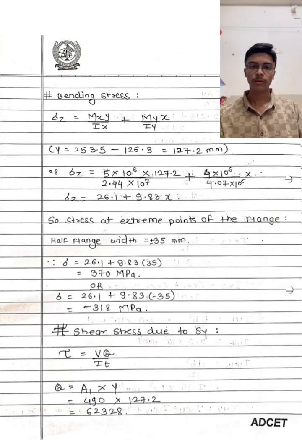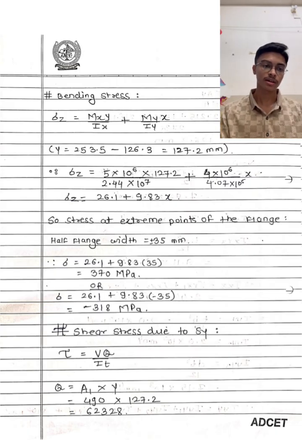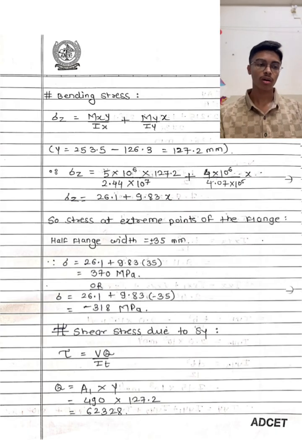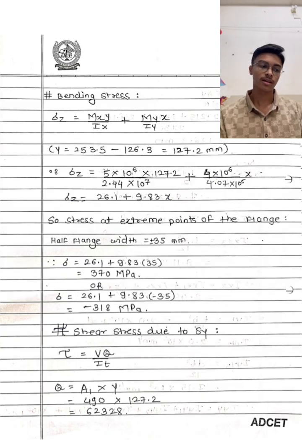After that, we have the formula for bending stress, that is sigma z is equal to Mx y by Ix plus My x by Iy. We have y is equal to 253.5 minus 126.3, that is 127.2 millimeters. For calculating bending stress, we put all the values in the formula of sigma z. So we got sigma z is equal to 26.1 plus 9.83x, that is the equation for sigma z.